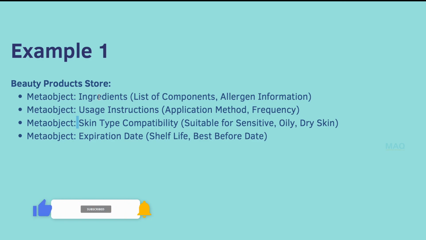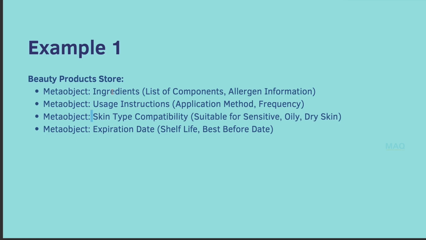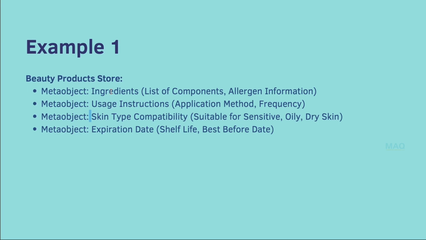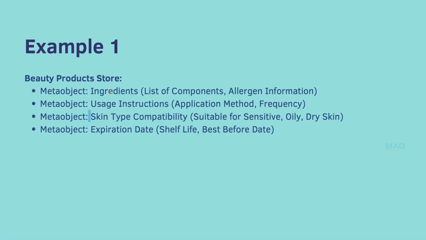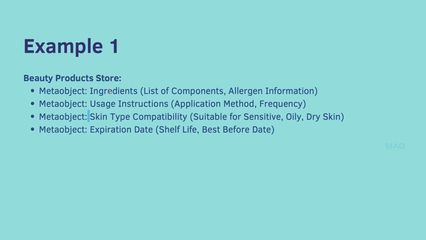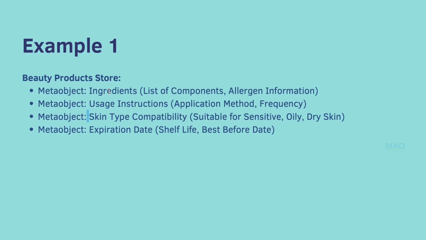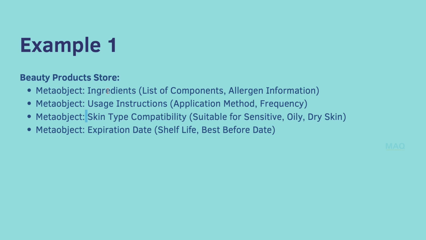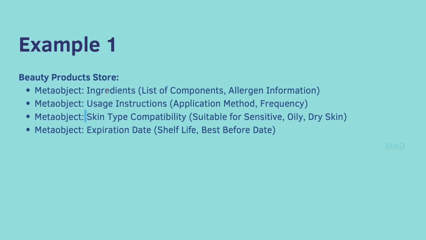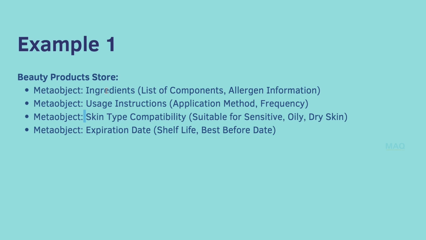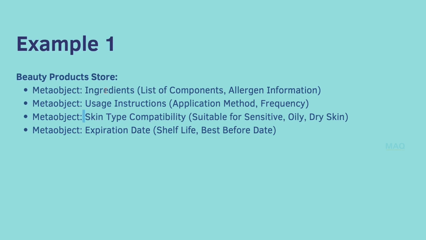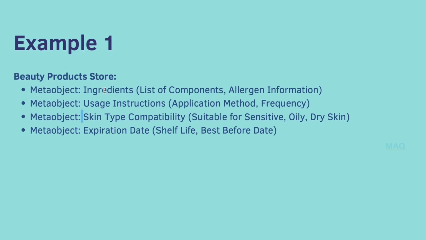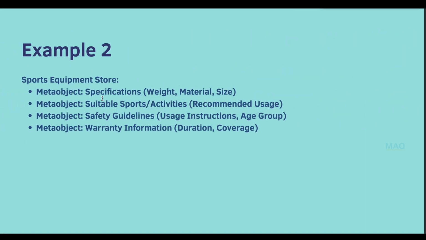You can create each of them as a meta field, and all those things will be there in the meta object called usage instructions. Then another example is you can create a skin type compatibility meta object, and then it can have all these different fields that you want to have inside that meta object. Another example is expiration date. If you have the shelf life and best before date, or the manufacturing date, and you want to show it on the product page or any of the pages for each particular product, we can create a meta object similar to this, and then all these fields can be included in that meta object.